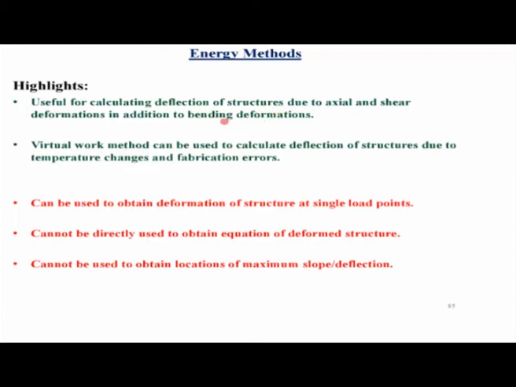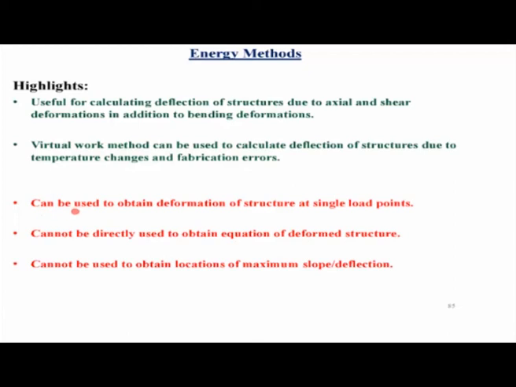For trusses, it is calculating deflection of the truss due to axial deformations only, because in truss members you don't have shear forces and bending moments. The virtual work method can be used to calculate deflections due to temperature changes and fabrication errors also, as we saw for trusses. But Castigliano's theorem you cannot use to calculate deflections due to temperature changes or fabrication errors.